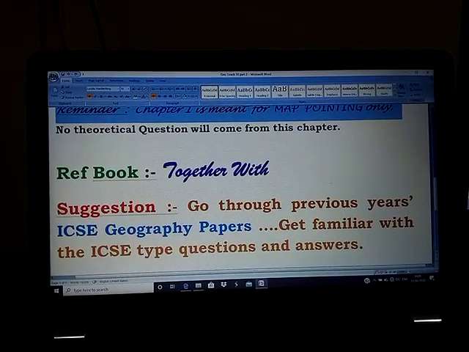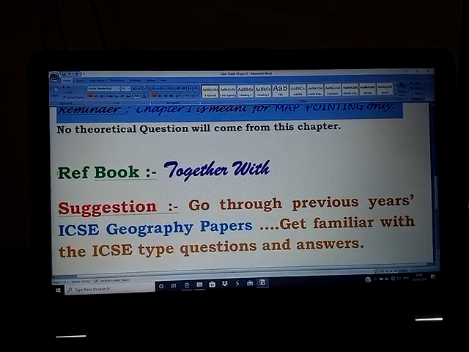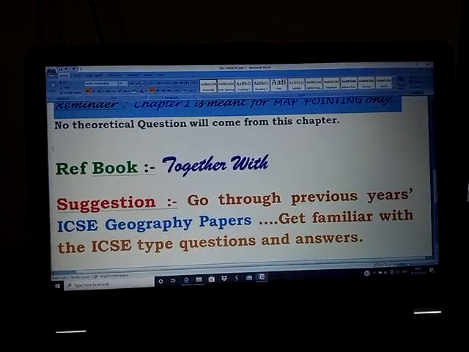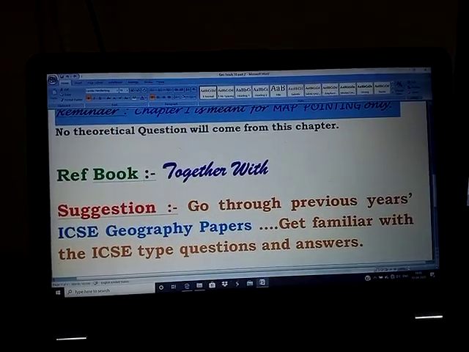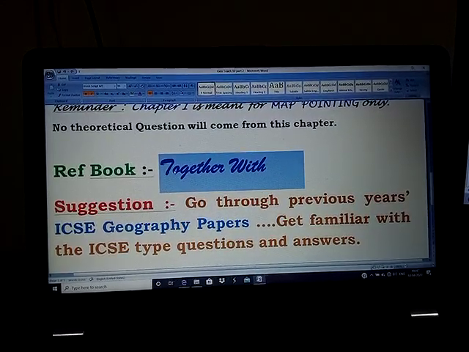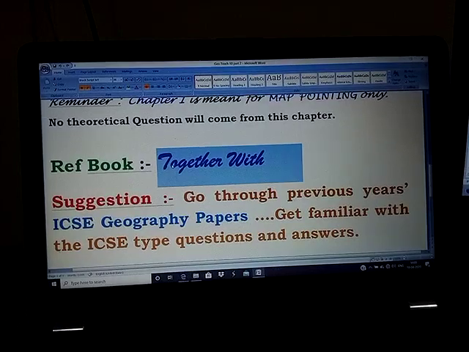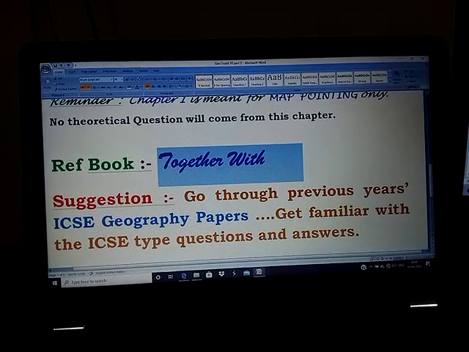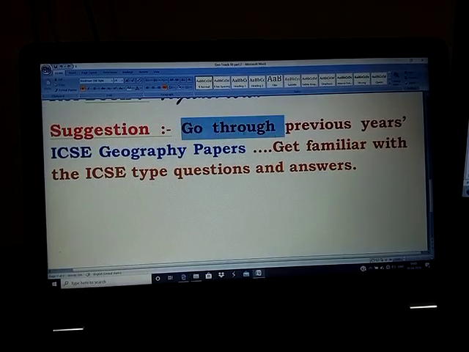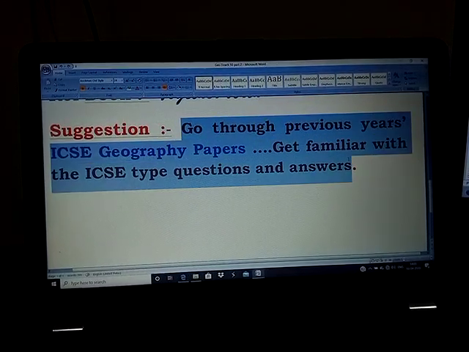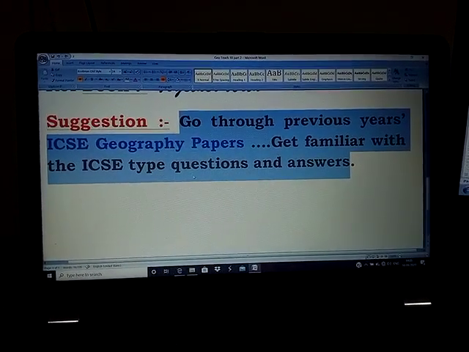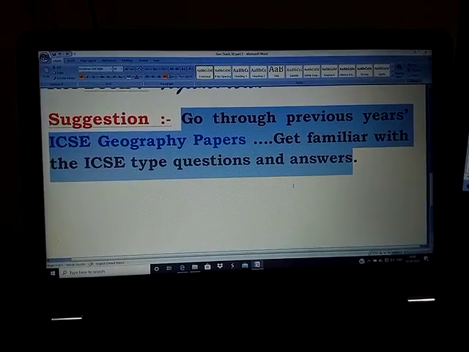You are given a reference book to study. Ask your elders, they will tell you that Together With will help you out. Suggestion: go through the previous years' ICSE geography papers. Get familiar with the ICSE type of questions and answers.